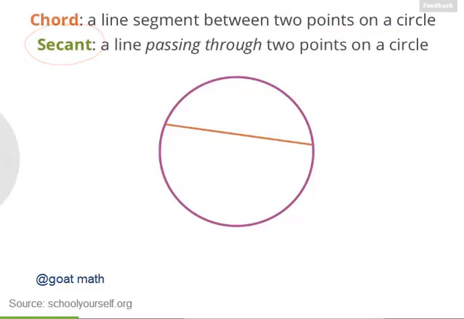Now a secant is a line that passes through 2 points on a circle. So if we extend this line segment into a line going on forever in both directions, it passes through the circle at this point and also at this point. So that's 2 points, meaning this line is a secant.